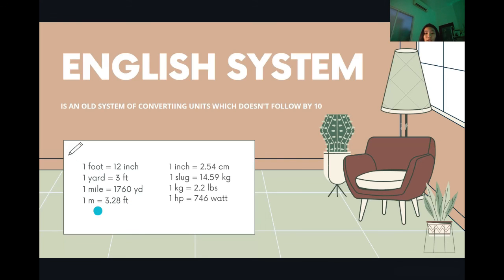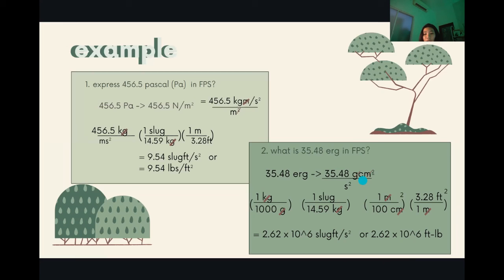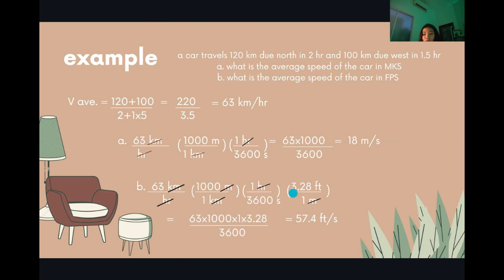So back to the English system, 1 meter is equal to 3.28 feet. That is what we need. So 3.28 feet over 1 meter. Cancel out this meter here, cancel out this meter here. That will be 63 times 1,000 times 1 times 3.28 over 3,600 seconds equals 57.4 feet over second, or 57.4 feet per second. So the final answer is 80 meters per second and 57.4 feet per second.